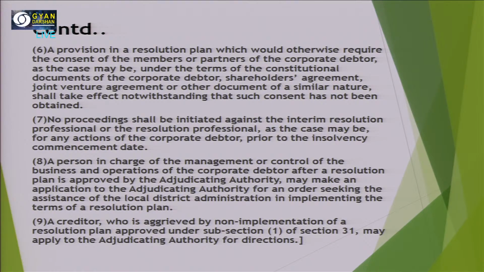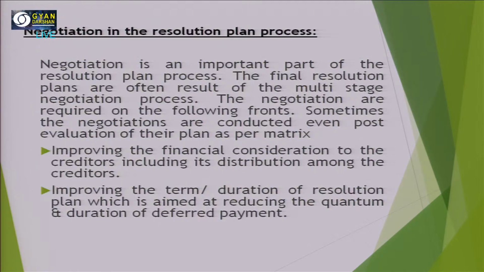Then a person in charge of management and control after a resolution plan is approved can seek the district administration's help also for the purposes required. Then the creditor, if he is aggrieved by the non-implementation of the resolution plan, may apply to the adjudicating authority for directions. Friends, these were the legal provisions which are relevant for the contents of the resolution plan and its approval.